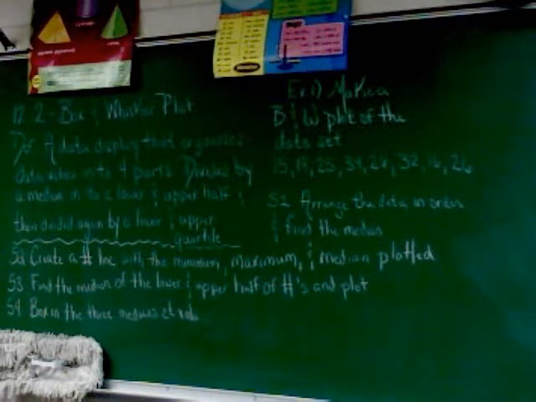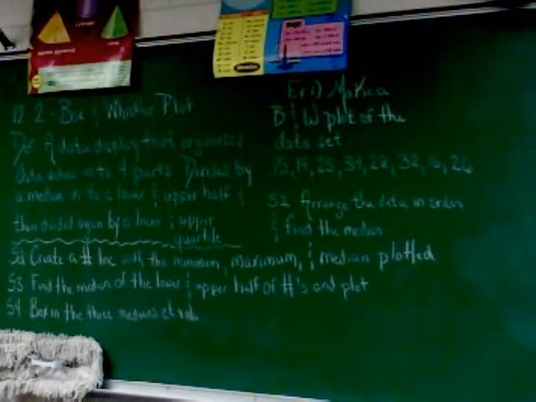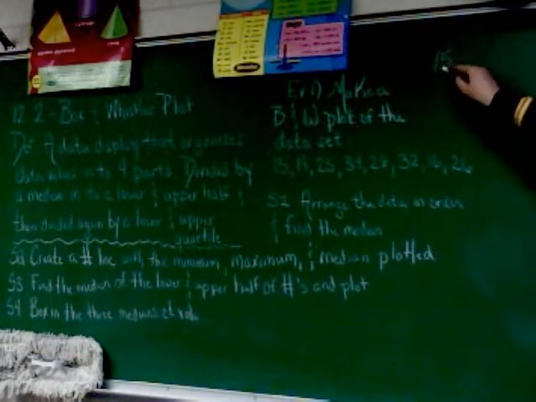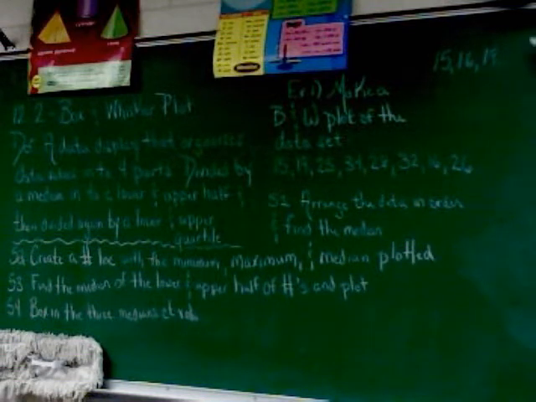The very first thing we have to do according to the steps is to put the numbers in order from least to greatest and find the median. In case you've forgotten, the median is the middle number when they're put in order from least to greatest. So I've got to put these in order first of all. In the 10 to 19 set, I've got 15, 16, and 19. In the 20 to 29 set, I've got 25, 26, and 28. And in the 30 set, I've got 32 and 34. And that's it.